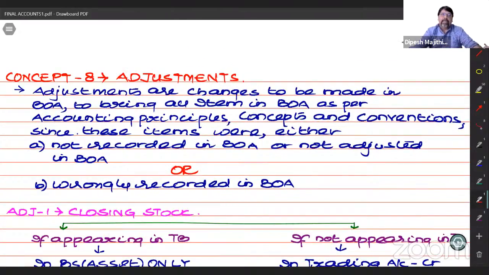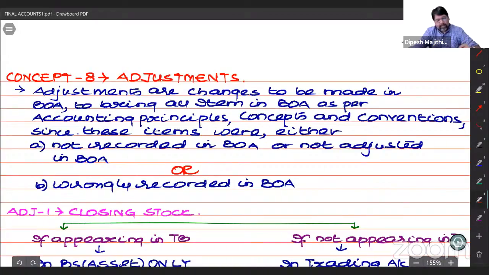The adjustments. Adjustments are changes to be made in books of accounts to bring all items in books of accounts as per accounting principles, concepts and conventions. Since these items were either not recorded in books of accounts, or were not adjusted in books of accounts, or wrongly recorded in books of accounts. So it includes rectification of errors also, Chartered.